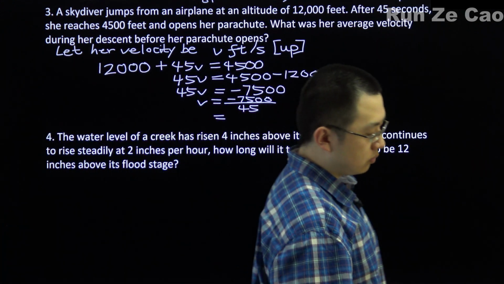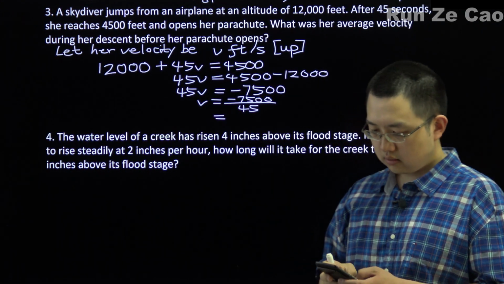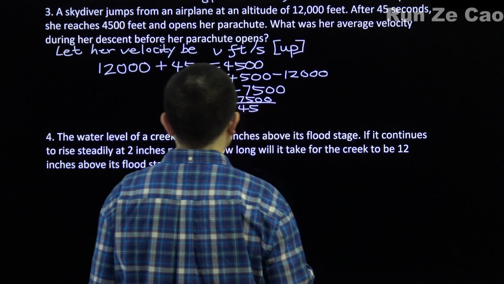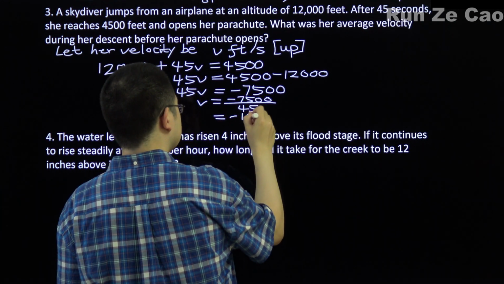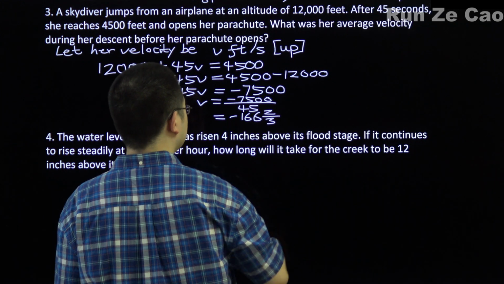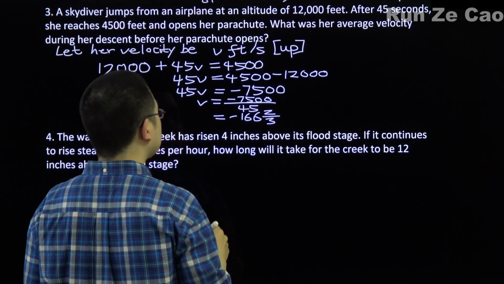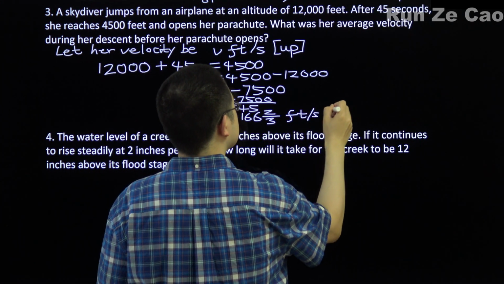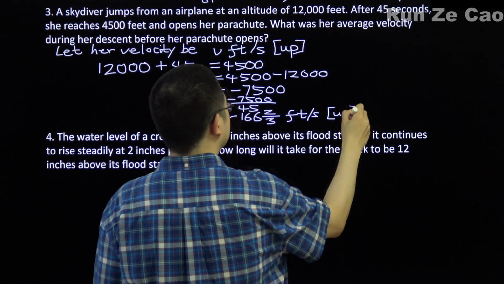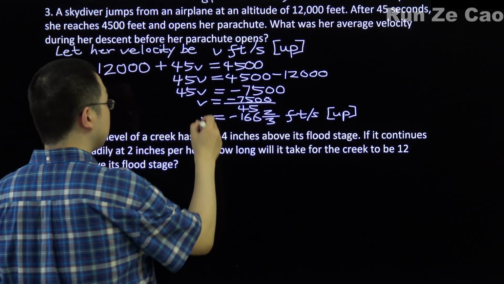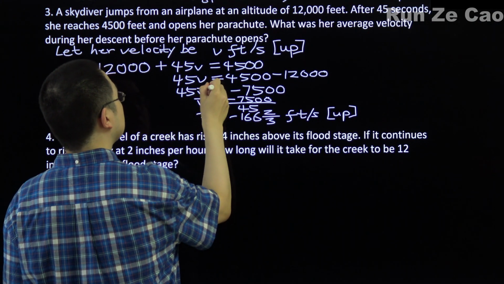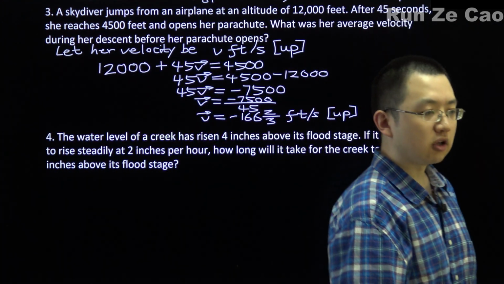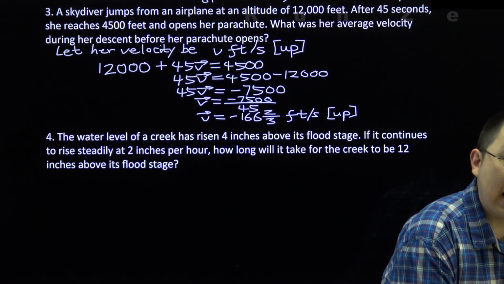That's equal to, right, it doesn't divide completely, of course. So it's going to be negative 166 and 2/3. This is in feet per second up. Now, because we have a direction, really these should all be vectors. So the velocity vector. Velocity is not like speed. Speed doesn't care about direction. It just cares about the total distance traveled. Velocity has a direction.